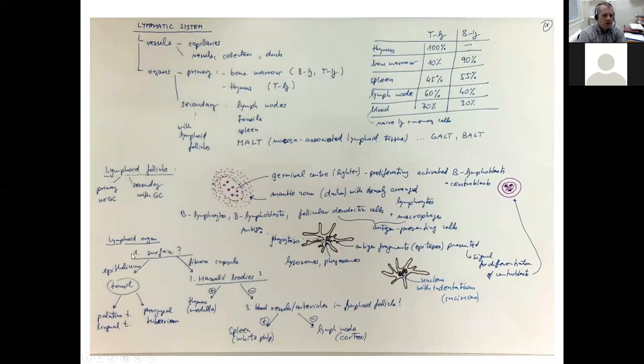Okay, if there is no epithelium but a fibrous capsule on the surface, you ask a second question: are there Hassall's bodies? I will demonstrate this surely, but once you see them, you will never forget. If you find these, you are pretty sure you are looking at the medulla of a thymus. If not, you ask a third question: are there blood vessels or arterioles inside these lymphoid follicles? If so, it is the white pulp of the spleen. If not, it's a lymph node.